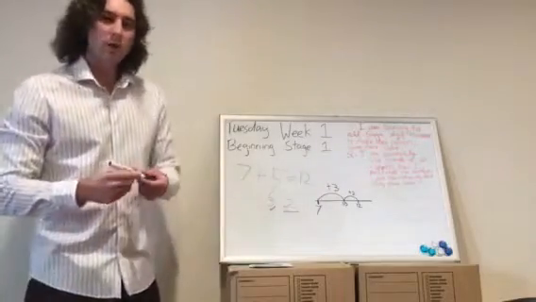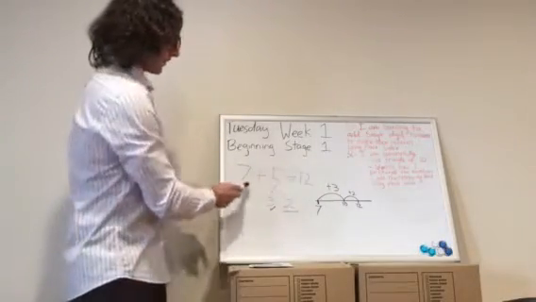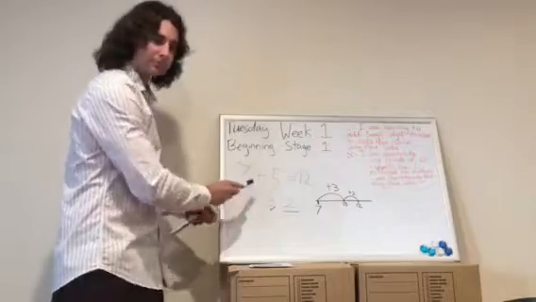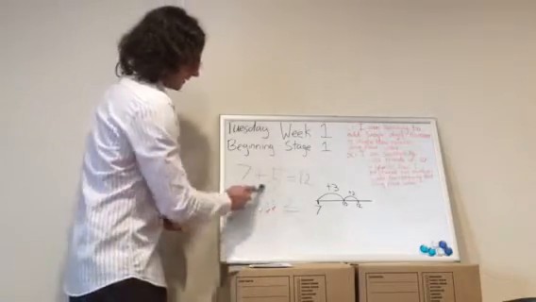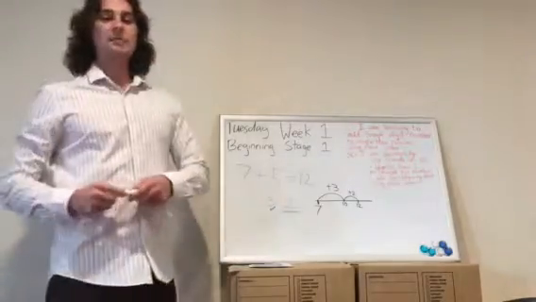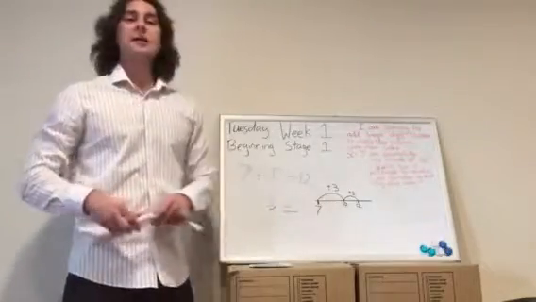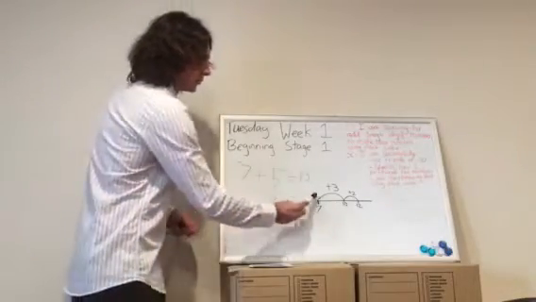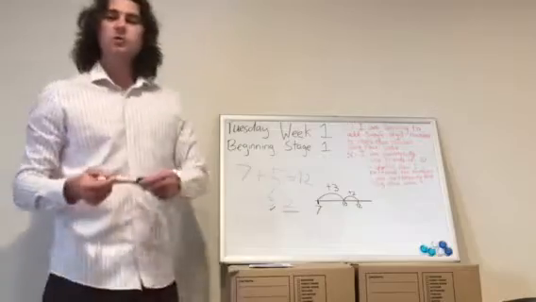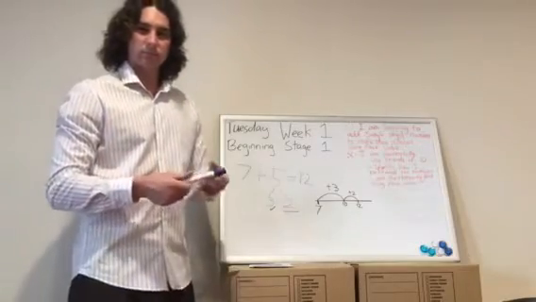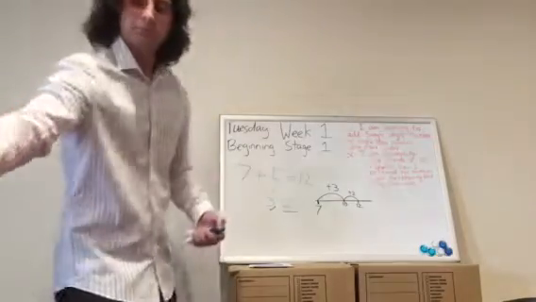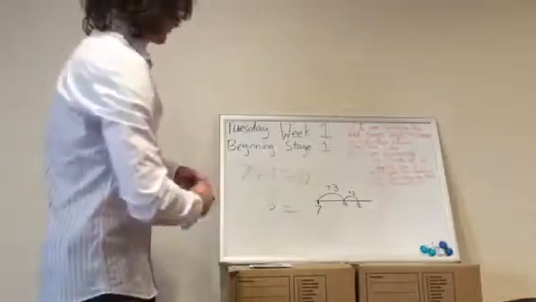I have used my friends of 10. I have partitioned my number. I have used a number line, and I have used my jump strategy to achieve that. Okay? Now let's do another example.